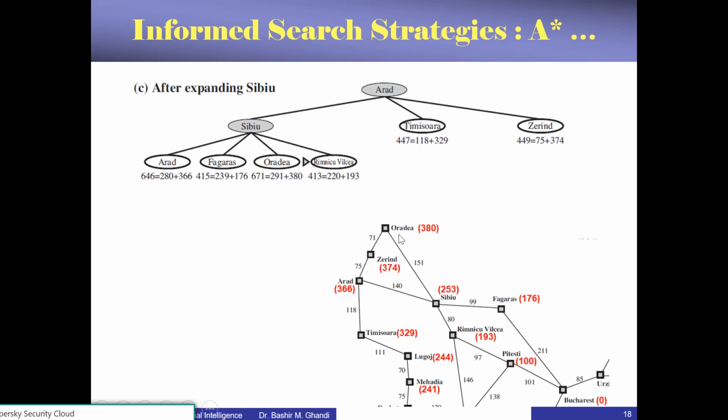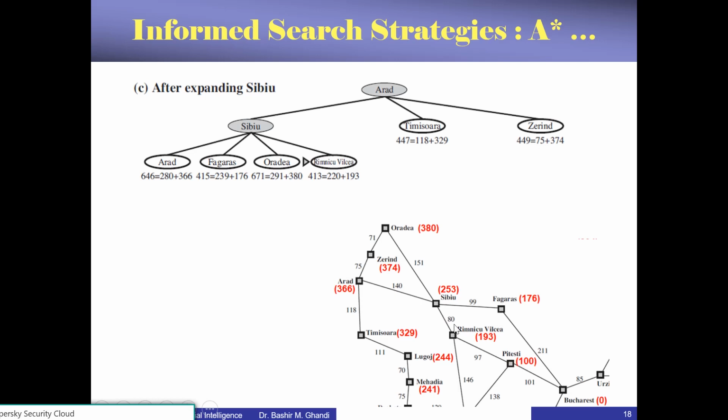Okay, similarly for Oradea. Oradea is very far away. 140 plus 151 and then plus 380, so 671. And finally 220 for Rimnicu Vilcea. It will cost you a total of 413. Good. So now based on all these values, you look at the smallest. So the smallest one is the one you're going to explore next. So 413 seems to be the smallest. 413, which is Rimnicu Vilcea. All right.